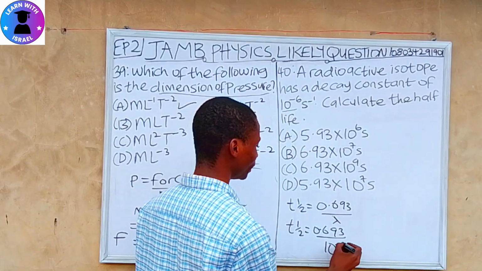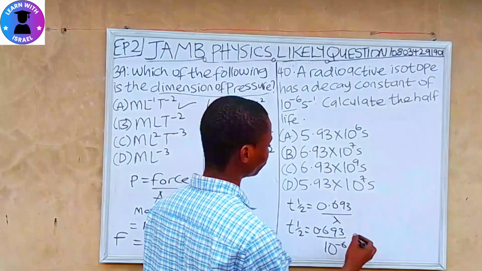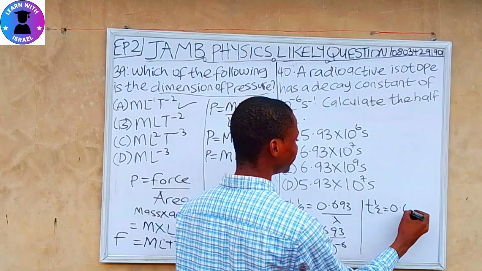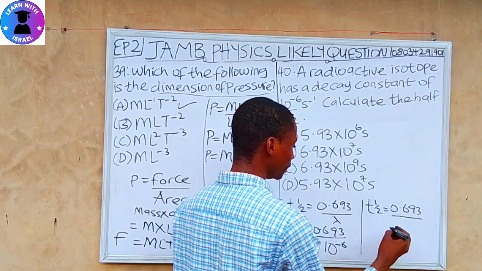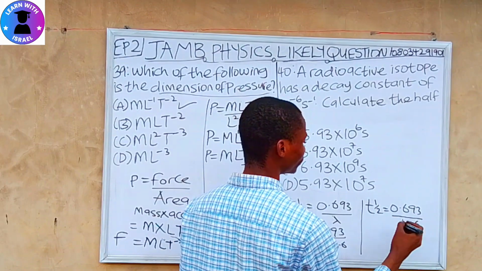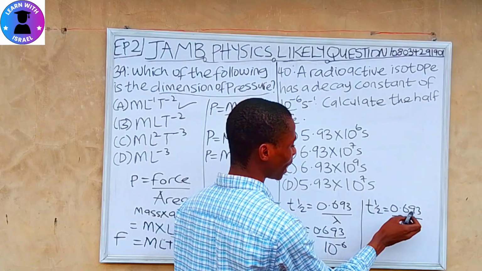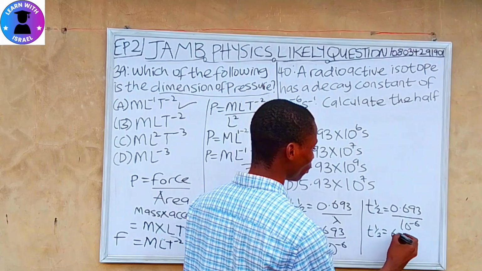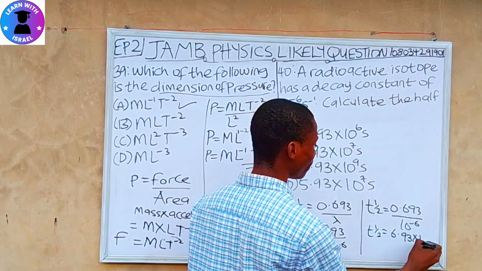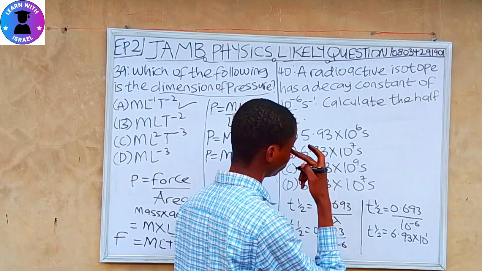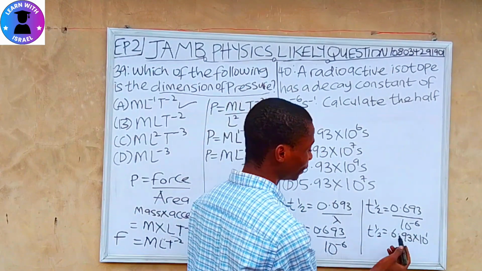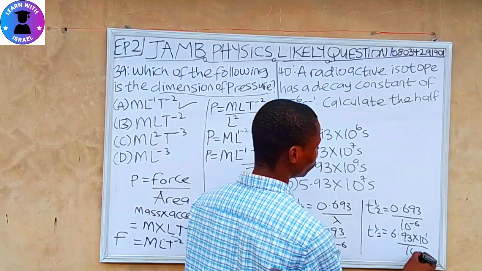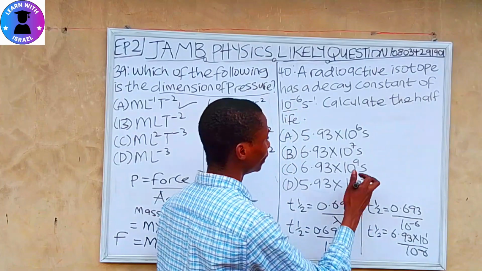So let's input it here. Our half-life equals 0.693 all over 10 raised to the power minus 6. So let's change this to standard form. We now have T half, which is half-life, equals 6.93 multiplied by 10 raised to the power 1, over 10 raised to the power minus 6. I hope you understand this simple math.